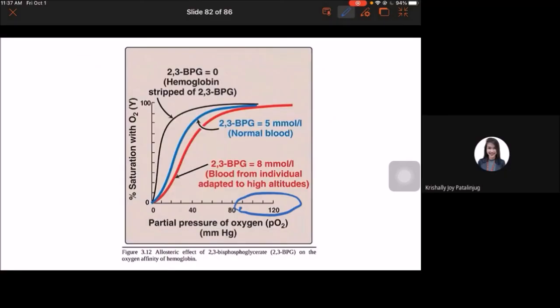Now, let's have a review, okay, before we proceed to the next slides. Okay, review natin ulit yung mga negative modulator. Diba, we have carbon monoxide, carbon dioxide, yung acidity, okay, or this is related to the proton, no? Proton, lowered yung pH. The diphosphoglycerate.